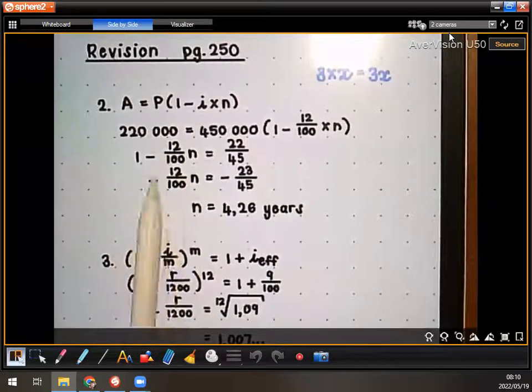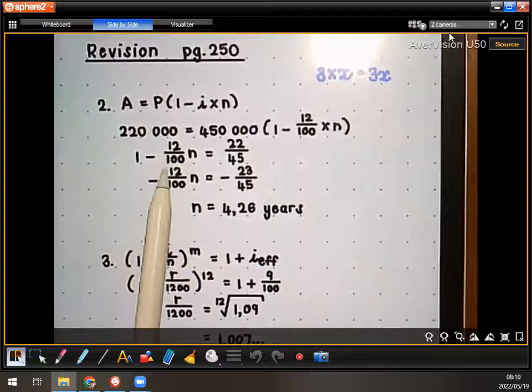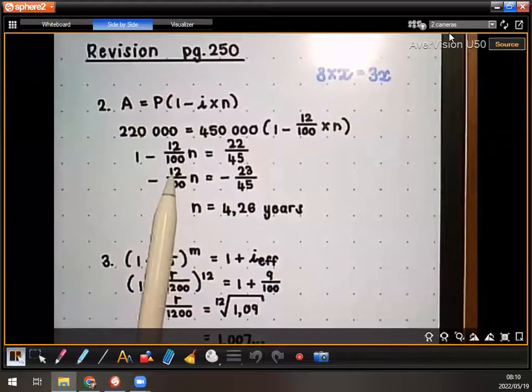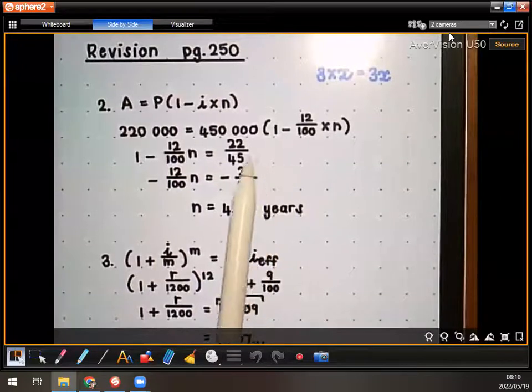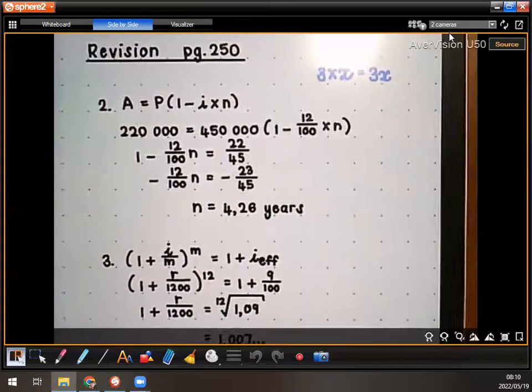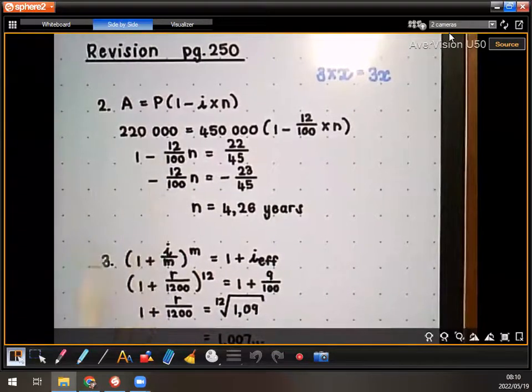But you can keep writing the times symbol, there's no problem with that. So now here, if you're left with this, the number in front of n is negative 12 over 100. So you have to divide the other side by negative 12 over 100. So you take your answer button on the calculator, divided by negative 12 over 100. And they said for this one, you have to round to 2 decimal places. So that is 4,26.